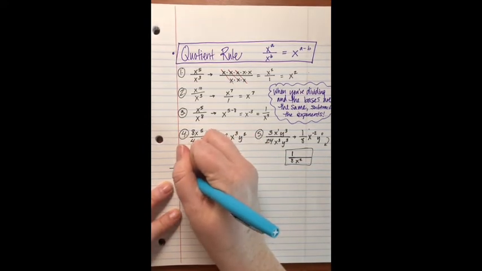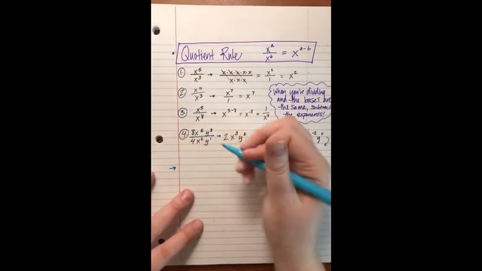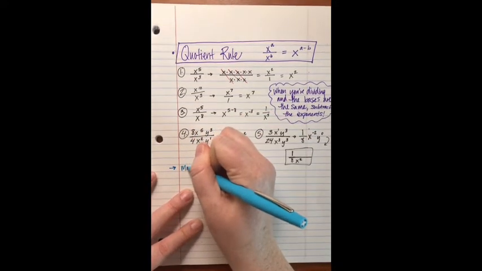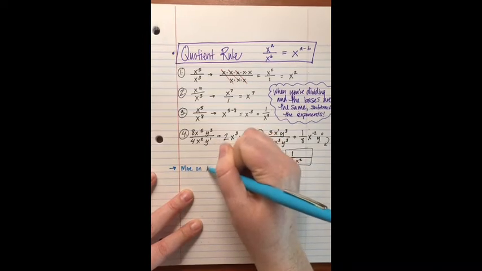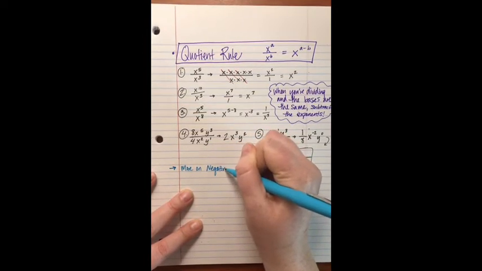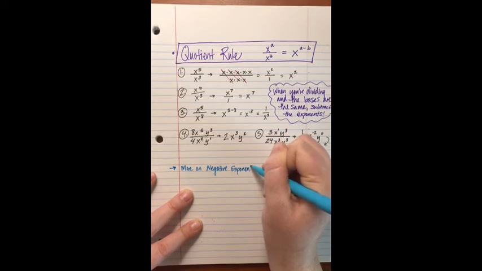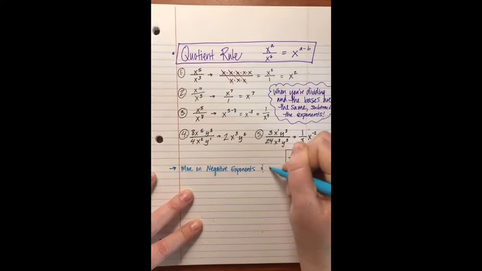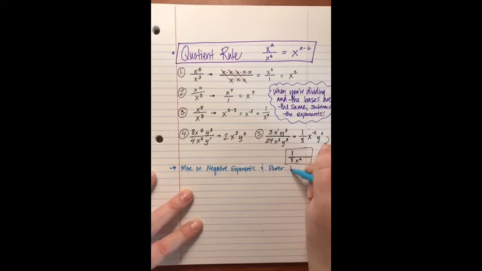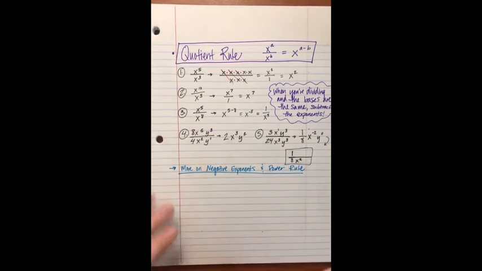So this is going to be called, what am I going to call this? More on negative exponents and power rule. So I just want to do a few more problems and talk through a few more things.